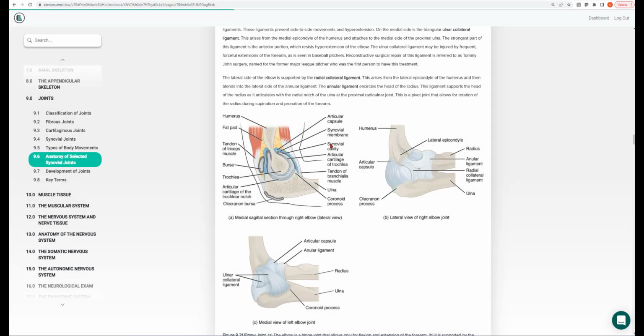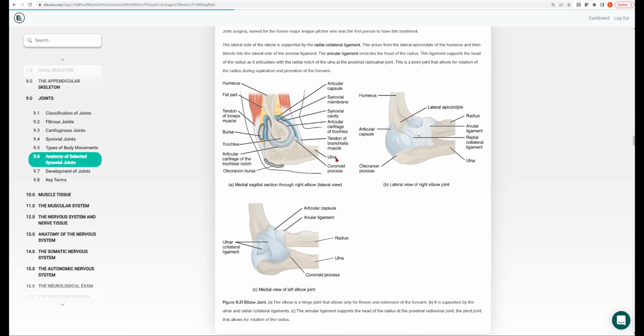So those are the main structures to know for the elbow. Again, know that it's a hinge joint. Know that it's a uniaxial joint. Know that it's a diarthrosis, right? A freely moving joint. Recognize that it is the humerus coming in contact with both the ulna and the radius.